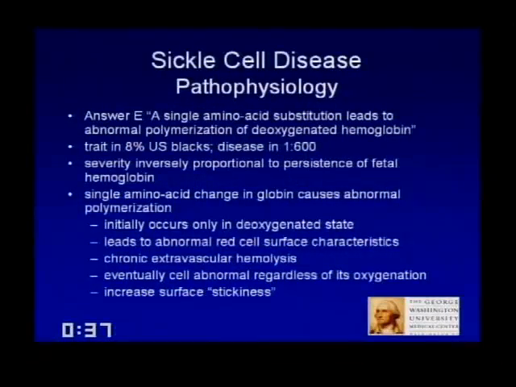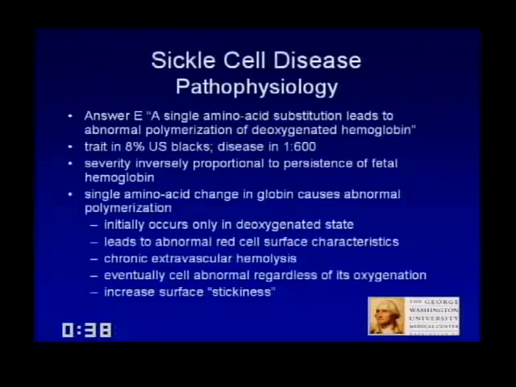The severity of the disease is inversely proportional to the persistence of fetal hemoglobin. So if they ask what's the most important characteristic that leads to mild attacks or mild disease, it's the persistence of fetal hemoglobin. We already said that the abnormal polymerization as a result of a single amino acid substitution is the problem. Initially, the abnormal polymerization occurs in only the deoxygenated state, and this leads to abnormal red cell surface characteristics. So the spleen and the lymphoreticular system pick these cells out. They have a shortened lifespan, so there's a chronic extravascular hemolysis.